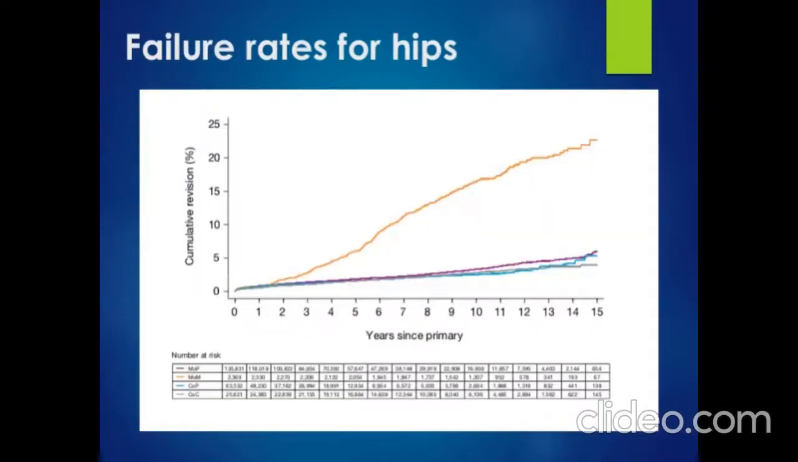Again, if we look at that in real terms, failure rates for hip replacements. Now this graph, although it looks complicated, the yellow line shows by 15 years there's a nearly 25% revision rate for a metal-on-metal hip replacement, which is why we've stopped doing them. You can see for all the other bearing options, so metal on plastic, ceramic on plastic and ceramic on ceramic, the revision rates are around 5% by 15 years. So very good results, and very good in comparison to what we had before.